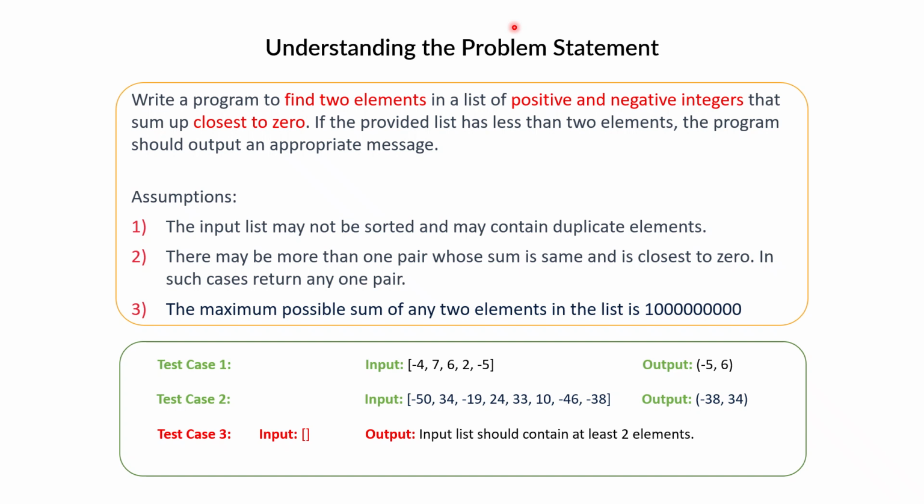Now we have a few test cases here. The first two test cases contain a list of five integers and a list of eight integers with positive and negative integers in them. And the third one is basically the edge case where an empty list is passed to the program. So the output should be an appropriate message that clearly identifies that the input list should contain at least two elements.